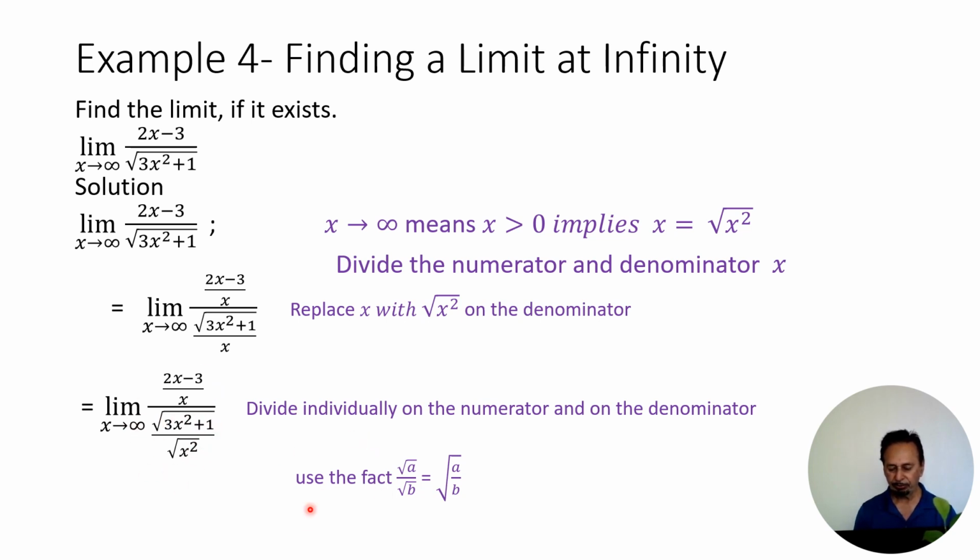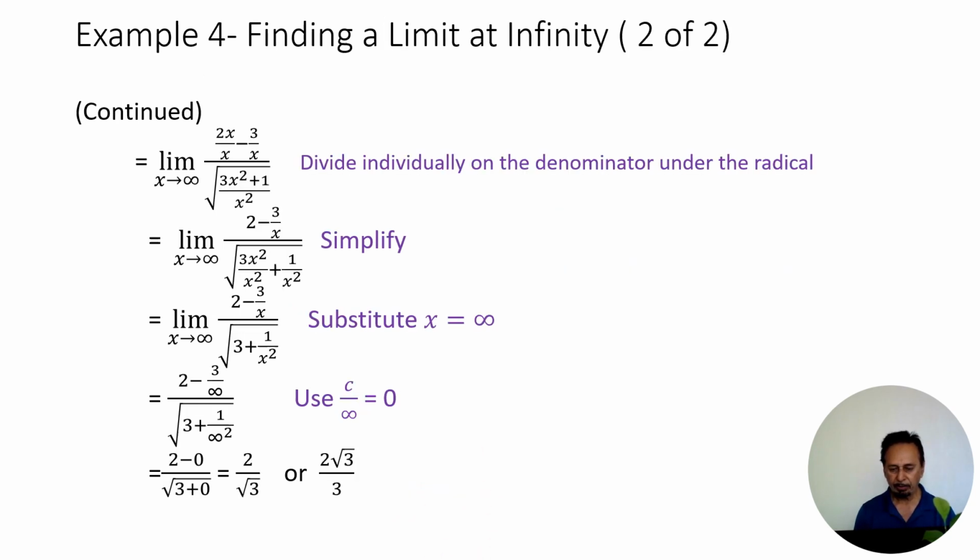Now we're going to use this fact: the square root of a divided by the square root of b is the square root of a over b. So now we have 2x over x minus 3 over x, and then the square root of 3x squared plus 1 over x squared. Now we divide individually under the radical sign. So then we have 3x squared over x squared plus 1 over x squared. Simplify further: x squared cancels, which gives you 3 plus 1 over x squared.